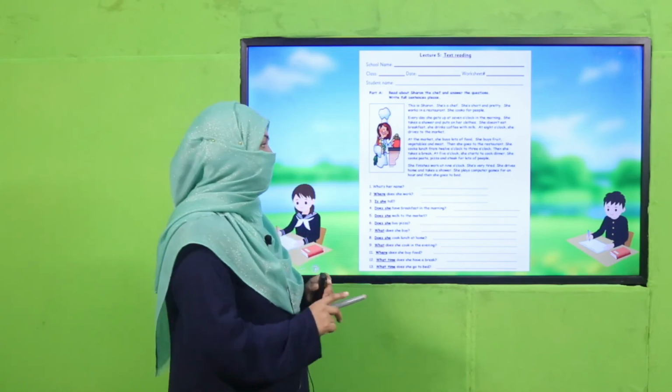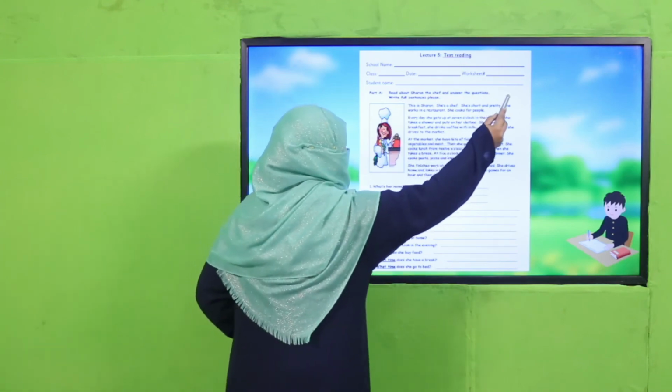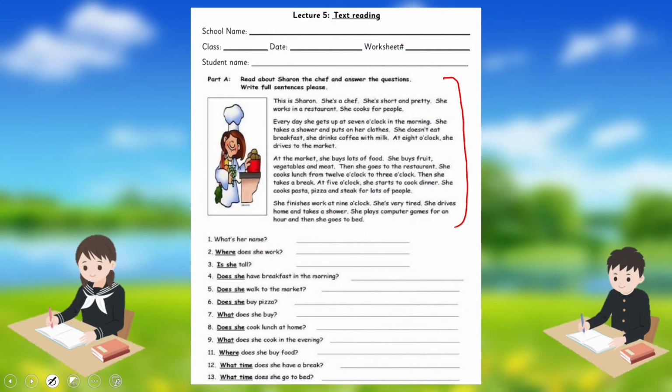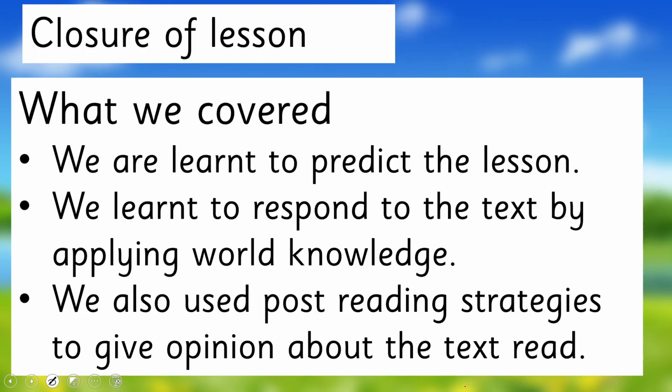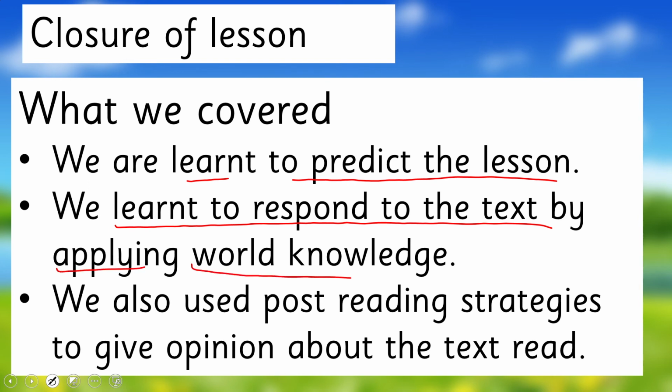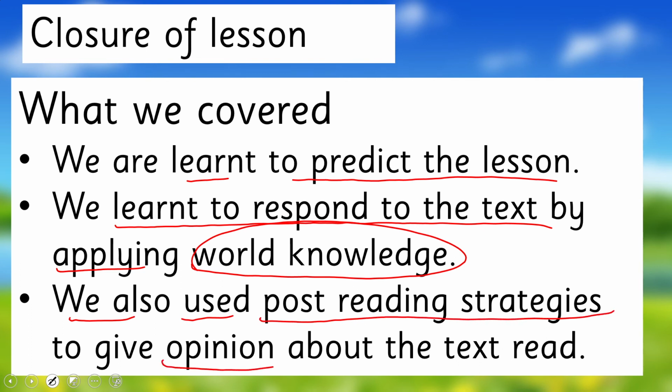And my dear children, what you are going to do, here is a comprehension. Here is a paragraph. You are going to read it, and then you will write the answers according to this paragraph. So what we have learned today, we learned to predict the lesson, and we learned to respond to text by applying word knowledge. Whatever we knew, we talked about it. And we also used post-reading strategies to give our opinion about the text read.